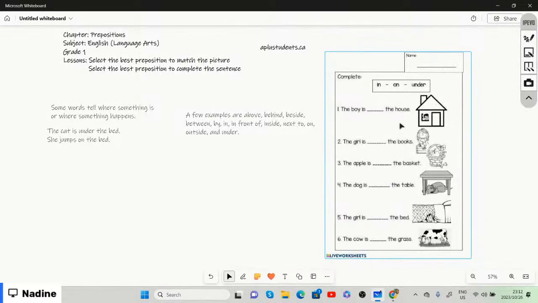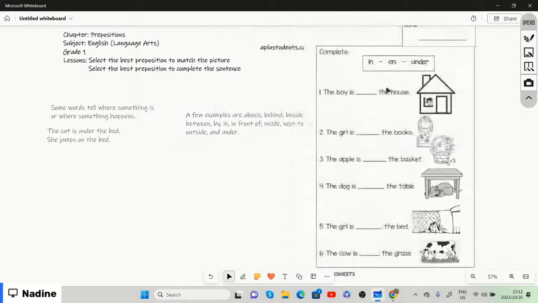Okay, so if we look at the sentence plus the pictures that we see on the right, we need to complete the sentences by filling in the correct words from the bracket, which is in, on, under. So we need to use those words to complete the sentence.